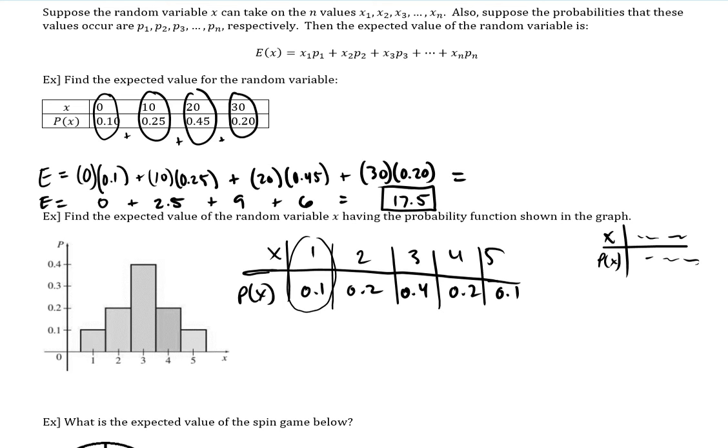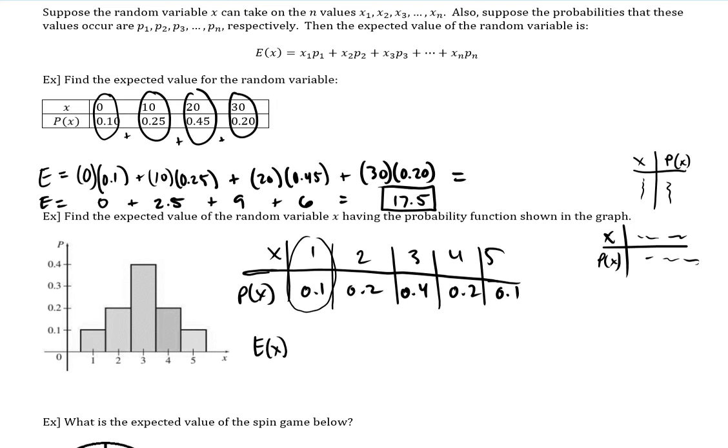Okay, however, some of these problems might go like that and fill in that information. Either way, we would still just take your x value and multiply it by your probability value, and then add those as you go.